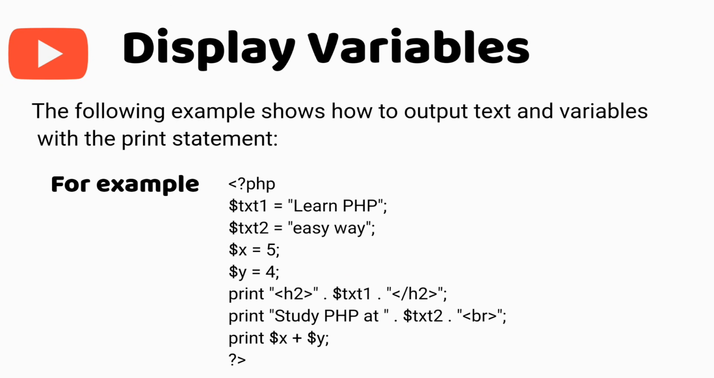Display variables. The following example shows how to output text and variables with the print statement. Example. PHP. $txt1 = "Learn PHP"; $txt2 = "hey guys"; $x = 5; $y = 4; print "<h2>" . $txt1 . "</h2>"; print "Study PHP at " . $txt2 . "<br>"; print $x + $y; Below the description is a link. Try it yourself on mobile or PC.